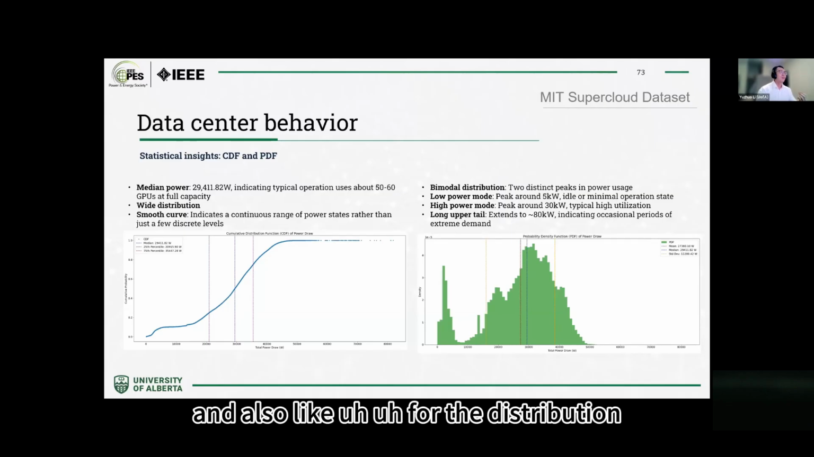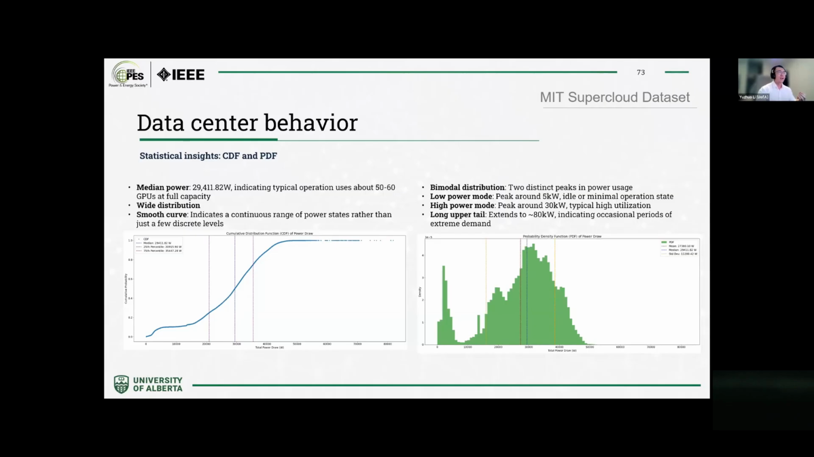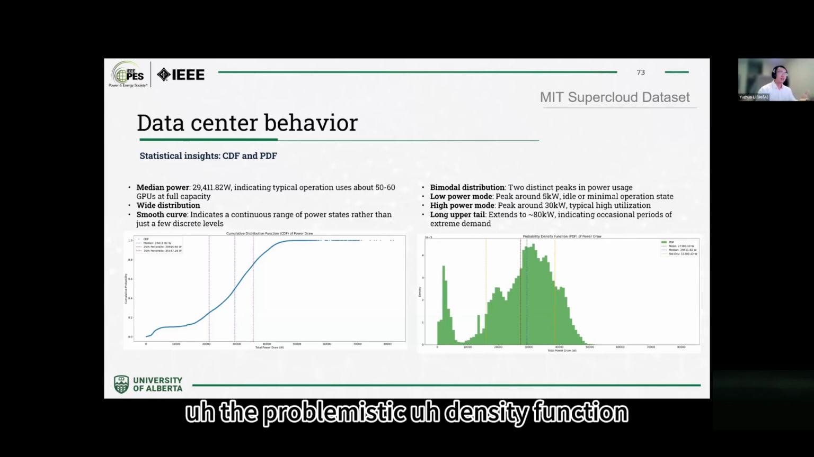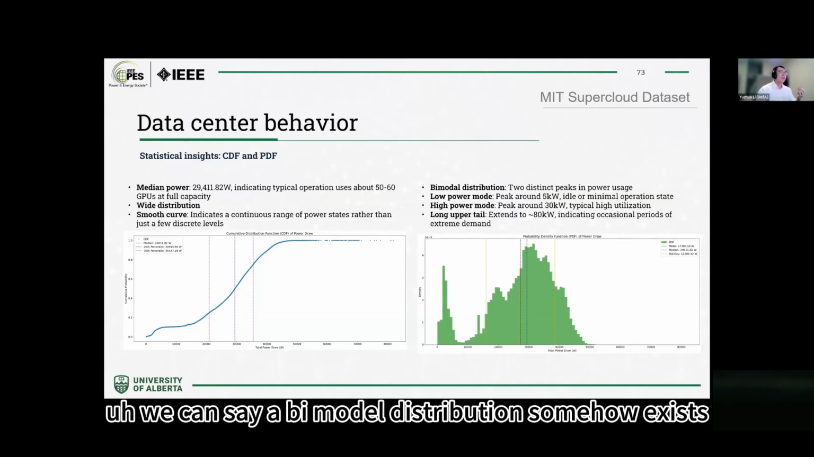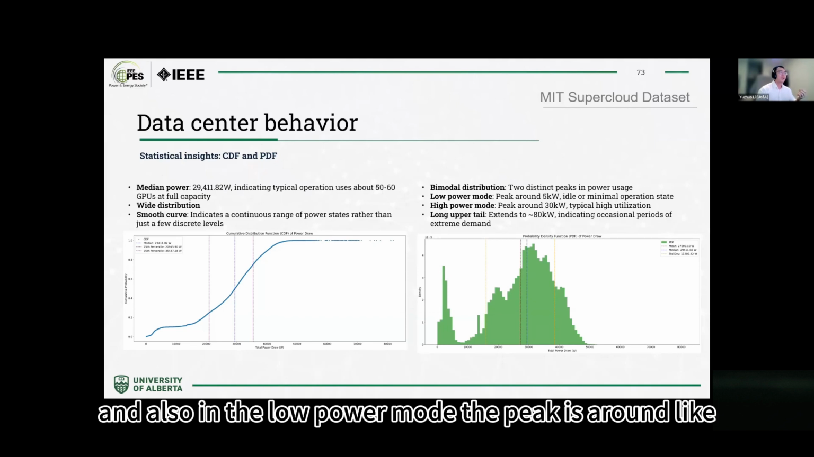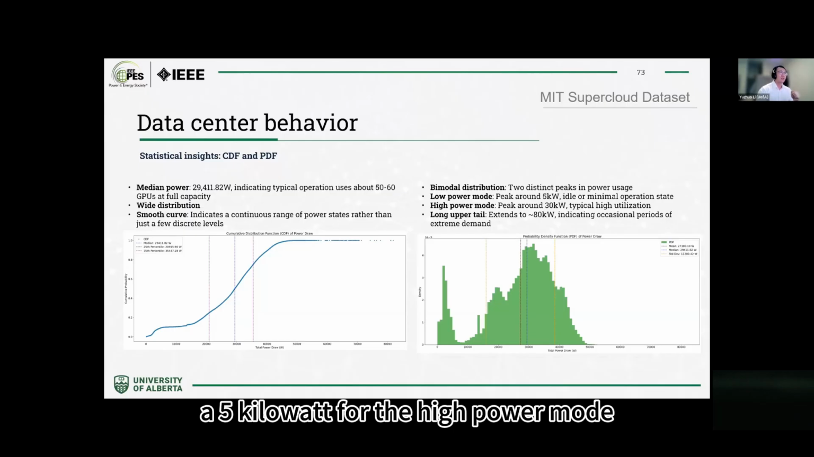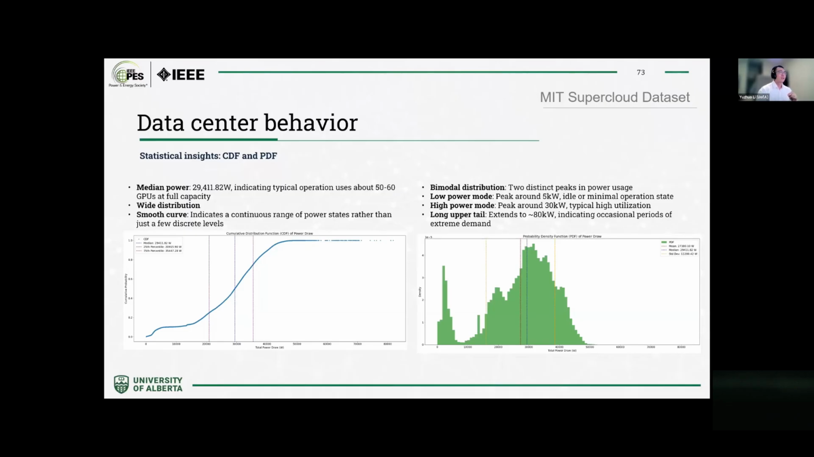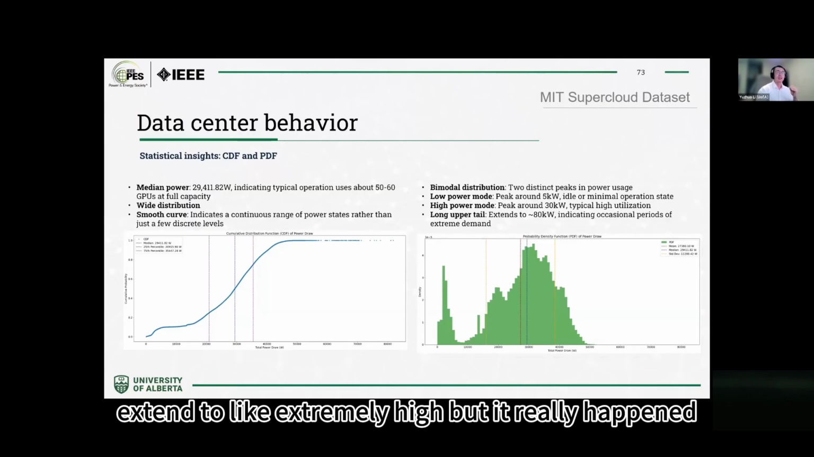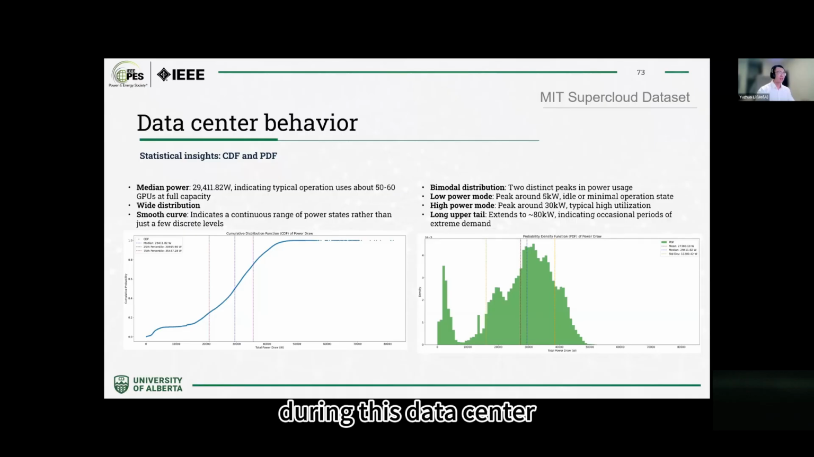And for the distribution, the probability density function, we can say a bimodal distribution somehow exists. In the low power mode, the peak is around 5 kilowatts. For the high power mode, the peak is around 30 kilowatts. And there's a long upper tail extending to extremely high values, but it rarely happens in this data center data record.